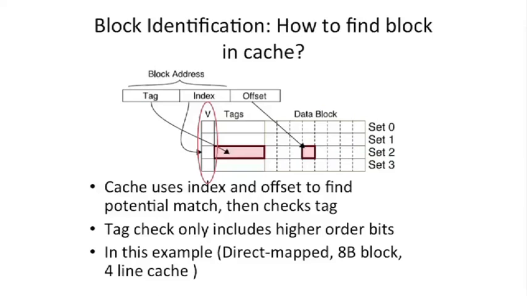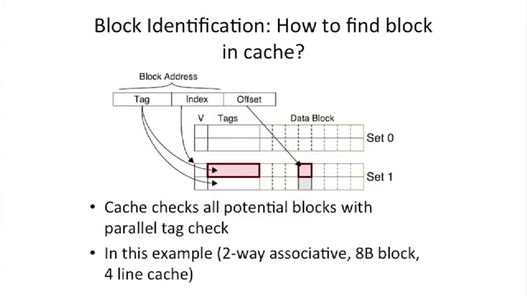Finally, there's this V column here. This is what I was alluding to before. It's really important. You need a valid bit to see whether the line is valid. It's very possible you could have old data or the cache is not initialized, at which point these V bits would all be 0 or not valid.